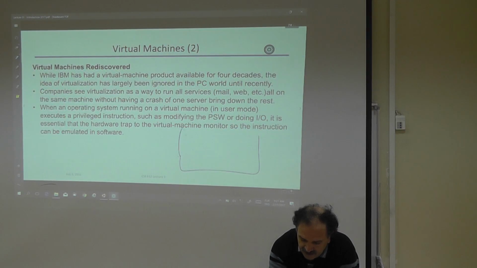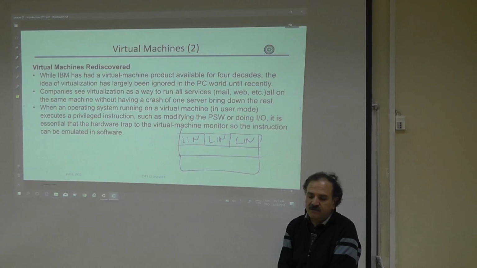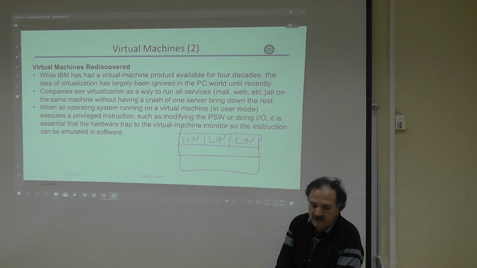If I have my powerful hardware, and if I have a virtual machine layer, I keep running separate Linux, and I am running now three Linux operating systems. On top of them, there is a mail server, a web server, and the process server. If something happens with one of them, the other two will continue working. It will not crash them. So some people preferred this way.